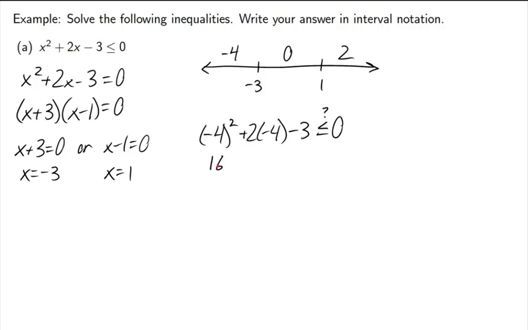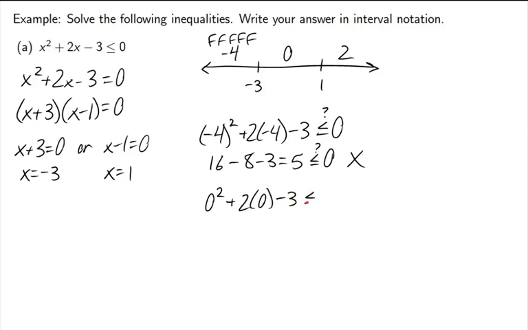Alright, so we get 16 minus 8 minus 3, and that is equal to 5. Less than or equal to 0? No. So I'm going to put false along this way. And then let's do 0 next. So 0 squared plus 2 times 0 minus 3. We want to know if that is less than or equal to 0. Well, it's pretty clear this is negative 3. Is that less than or equal to 0? Yes. So true this way.